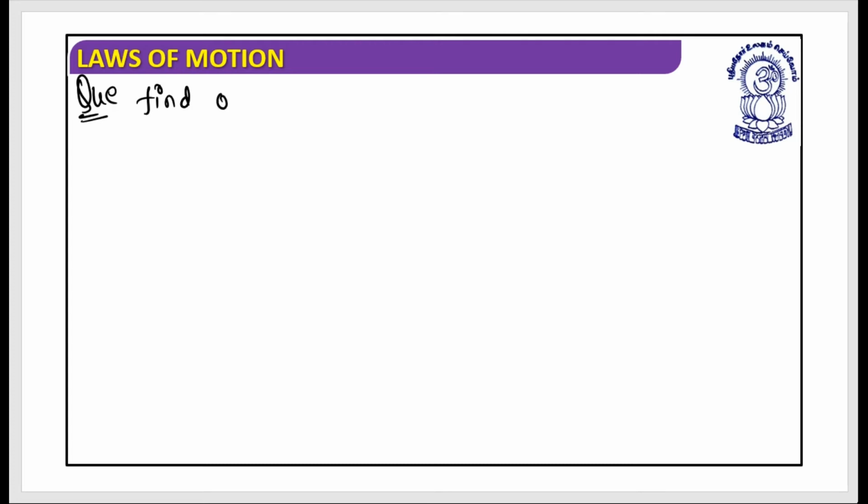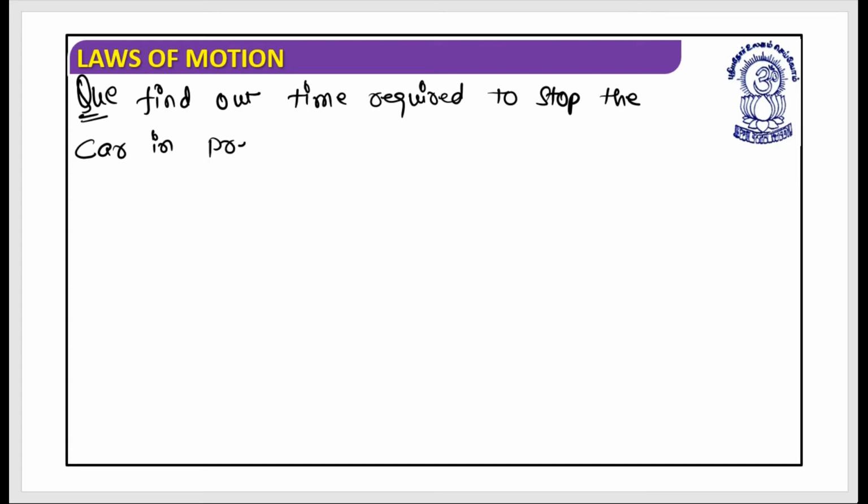Find out the time required to stop the car in the previous question.